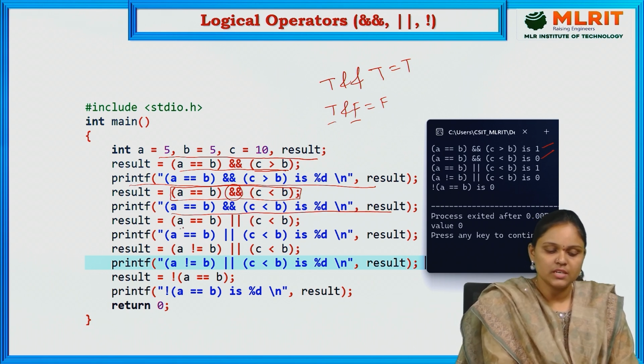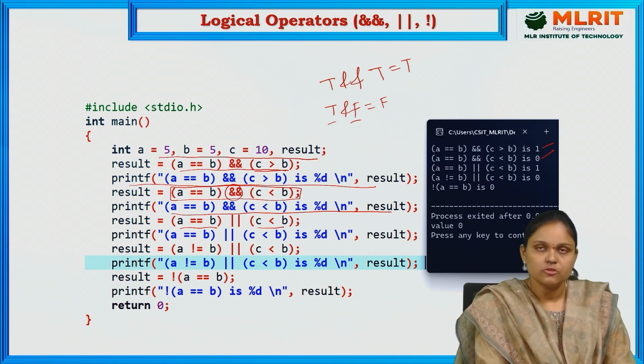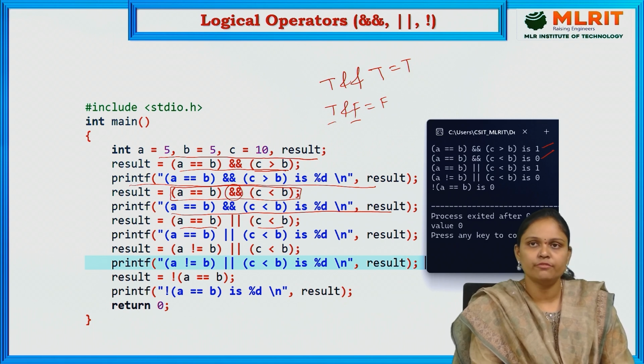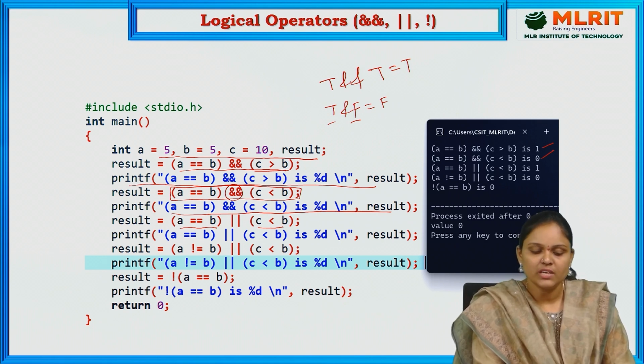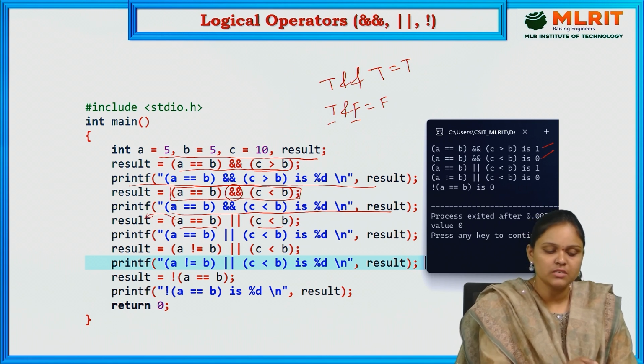And to this result again, A double equals to B or C less than B. So A double equals to B, that is true. And C less than B. C is 10 and B is 5. So 10 less than 5, that is false. So one condition is true. If any of the conditions is true in the logical OR operator, then obviously the complete expression will be true. So the value assigned to the result variable is 1.